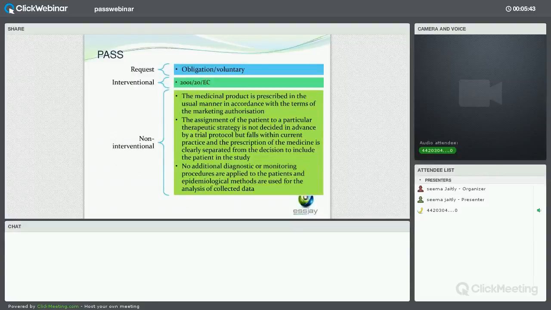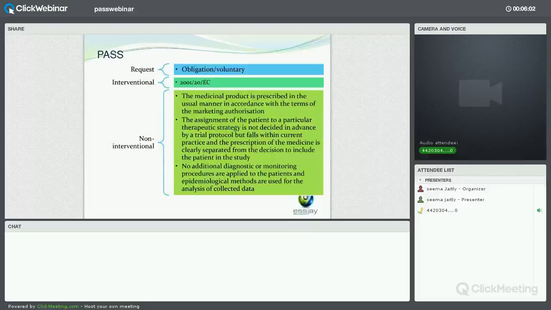I've listed here what makes a study non-interventional. This is from Module 8. Basically you're meant to be using the product in line with the marketing authorization. You're not assigning a patient to any specific treatment. You're not deciding in advance what treatment that patient should receive.